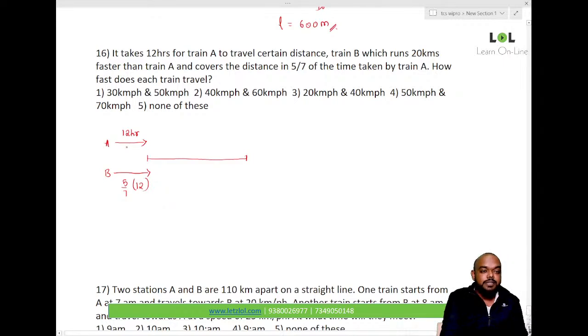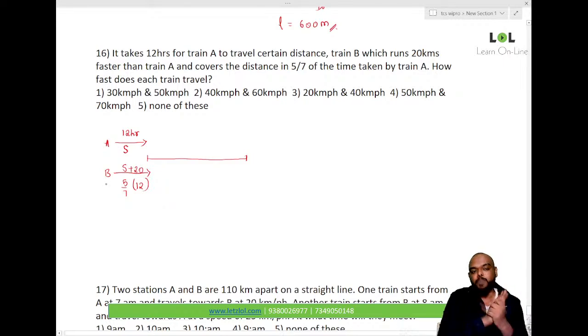So let us consider the speed of train A as S. Can anybody tell me what I should write as the speed of train B? Anyone? S plus 20, sir. S plus 20, because train B is 20 kilometers faster than train A. So if train A travels at S, train B will travel at S plus 20.